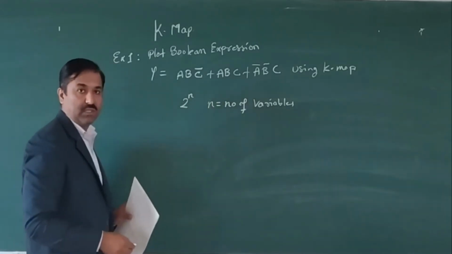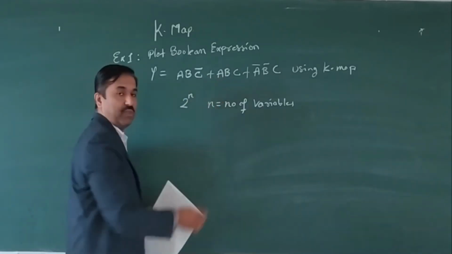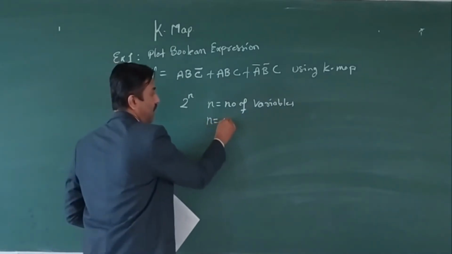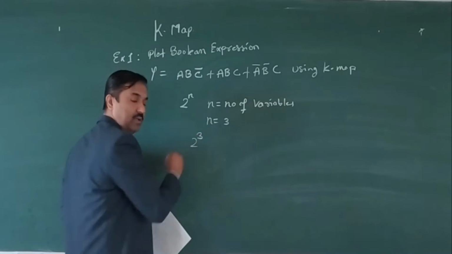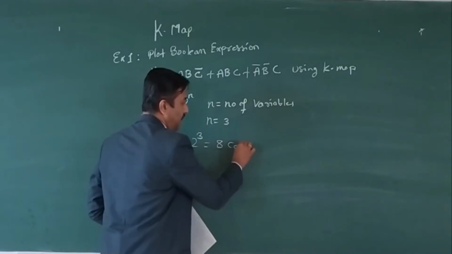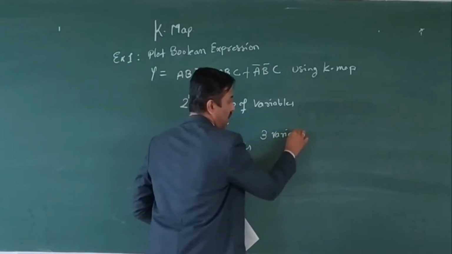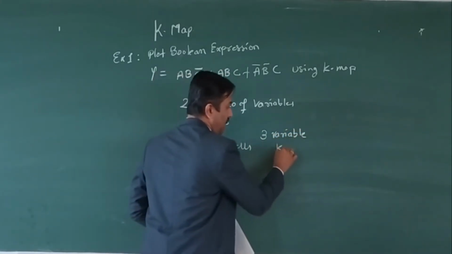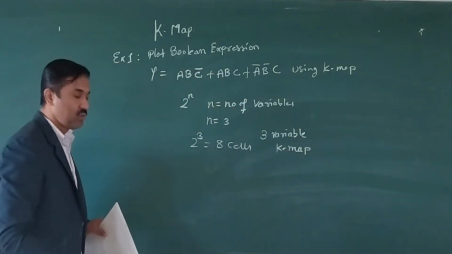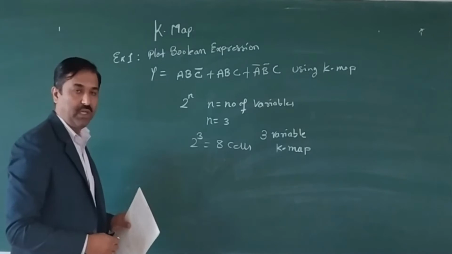It is a standard sum of product expression because all the variables are present in each of the products. Here n is equal to 3, so 2 raised to 3. Totally we are going to have 8 cells. So it is a 3 variable K-map. Let us plot the K-map for the given Boolean expression.